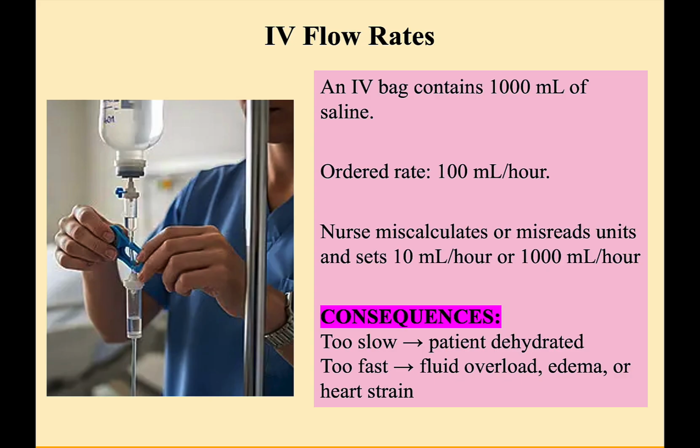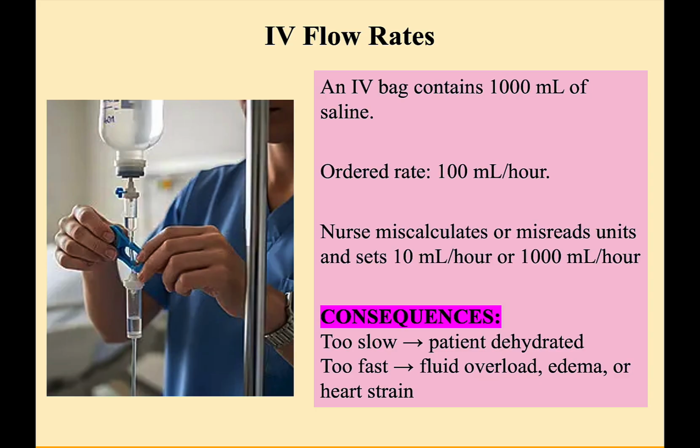Another example, right? IV flow rates. This often is a way that we administer drugs over time, or just saline over time, right? We have an IV bag. It contains 1,000 milliliters of saline, and there's an ordered rate, which is basically how fast the saline will drip from the bag to administer into the patient. And the ordered rate is 100 milliliters per hour.